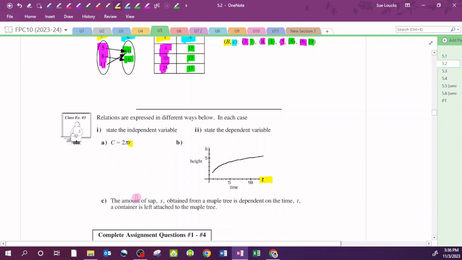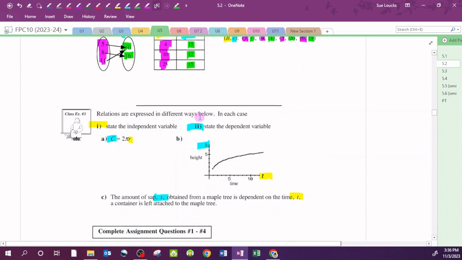And this one says the amount of sap S obtained from a maple tree is dependent on the time. So that would make the sap the dependent variable and the time the independent variable. Okay, and then C is the output or the dependent variable. And the height is the dependent variable, and the amount of sap is the dependent variable because it depends on how long the container's been attached to the tree.